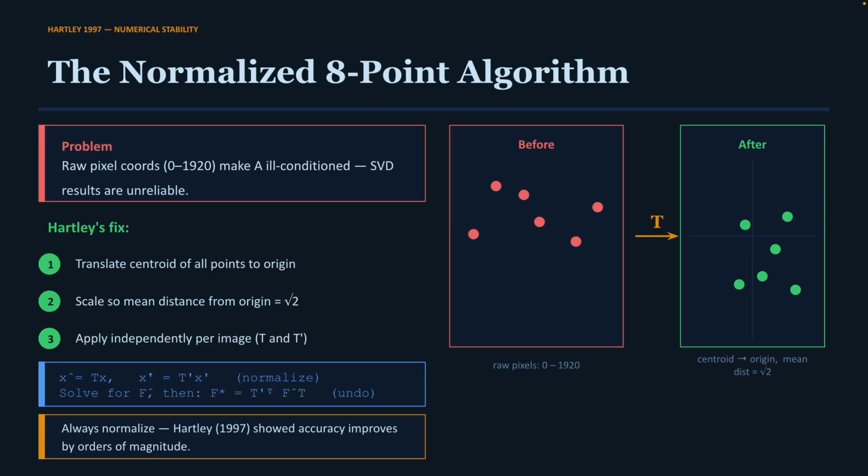Hartley's fix is elegant. Before building A, normalize the points in each image independently. Translate so that the centroid is at the origin, then scale so the mean distance from the origin is root 2. Apply this separately to each image using transformation matrices T and T prime. Solve for F in the normalized space, then undo the normalization. F star equals T prime transpose times F hat times T. Hartley showed this improves accuracy by orders of magnitude.